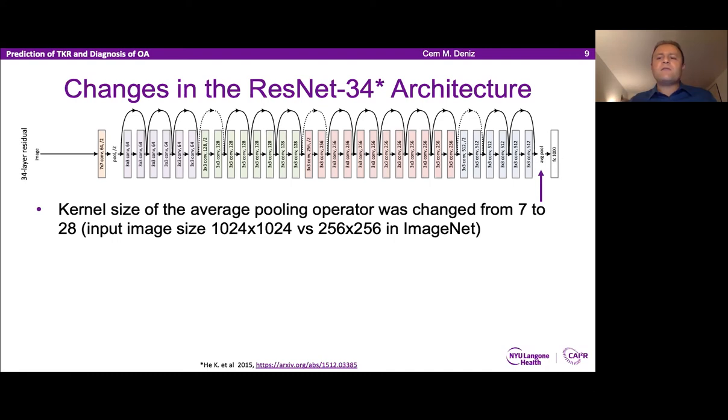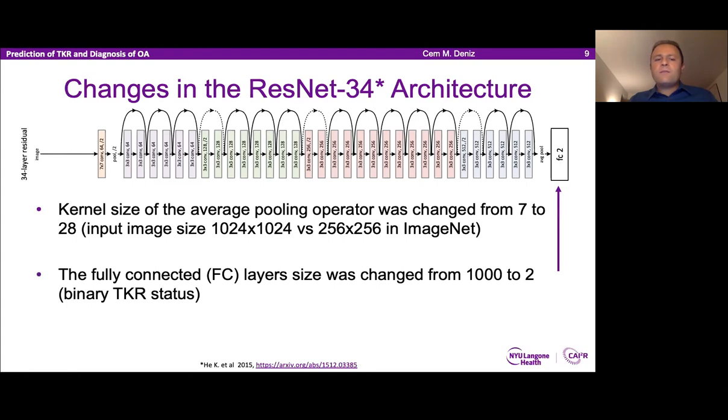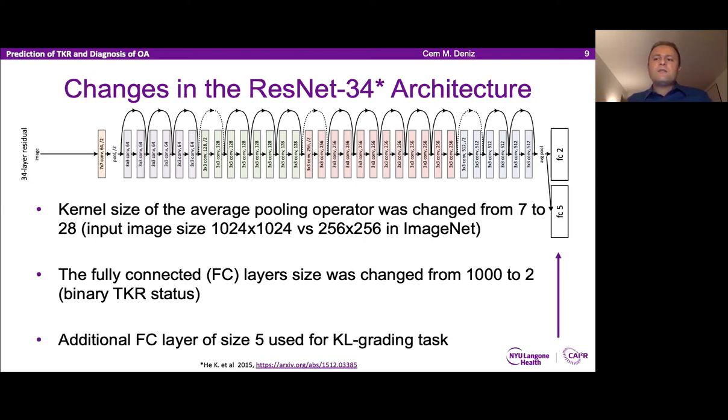We changed the size from 7 to 20. So this enabled us to use input images of size 1024 by 1024. As a second step, the fully connected layer was replaced by a fully connected layer of 2, since we are aiming to predict the binary total knee replacement status of subjects. For the additional multitask information, an additional fully connected layer was incorporated into the architecture for the KL grading task.